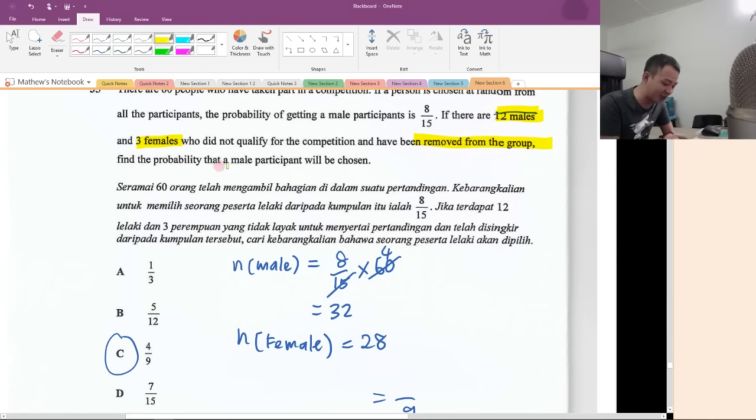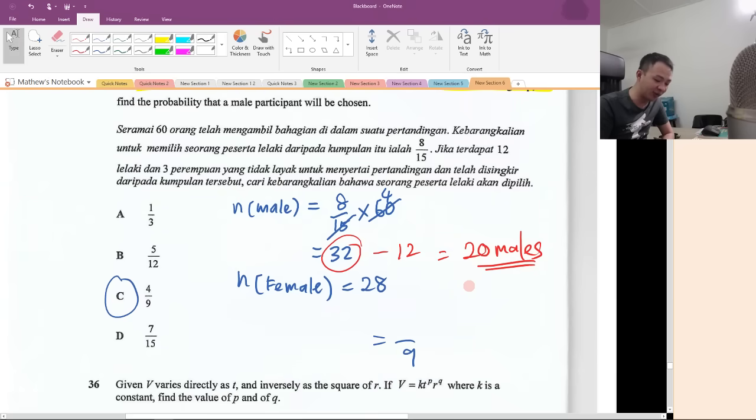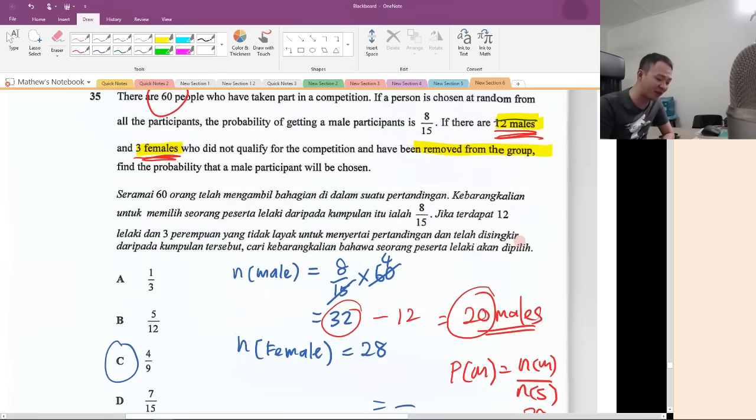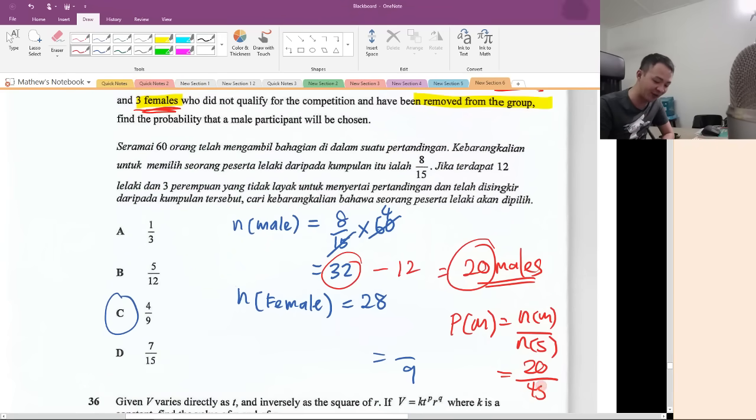Now they ask what is the probability that a male will be chosen. Just now you had 32 males. After kicking out the 12 males, you only have 20 males left in the competition. To get the probability of getting a male, I use the number of males over the sample space. I only have 20 males, so it's 20. The sample space just now was 60 people, but they removed 12 males and 3 females. How many people are left? You still have 45, so you use 60 minus 15, and it's 20 over 45. Then you simplify it, you get 4 over 9.